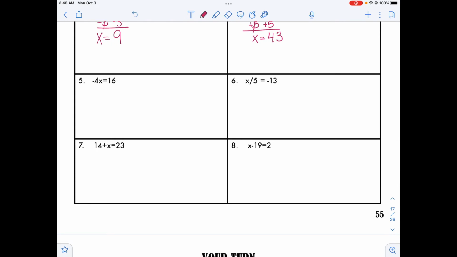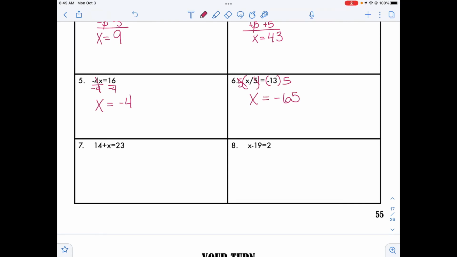Okay, so on number 5, we've got negative 4 times x equals 16. So we have to divide by negative 4. So these 4's cancel. X equals 16 divided by negative 4 is negative 4. Okay, we're just doing the opposite of what the problem says. So number 6 says x divided by 5, so the opposite is to multiply by 5. So those 5's cancel. X equals negative 13 times 5 is negative 65.